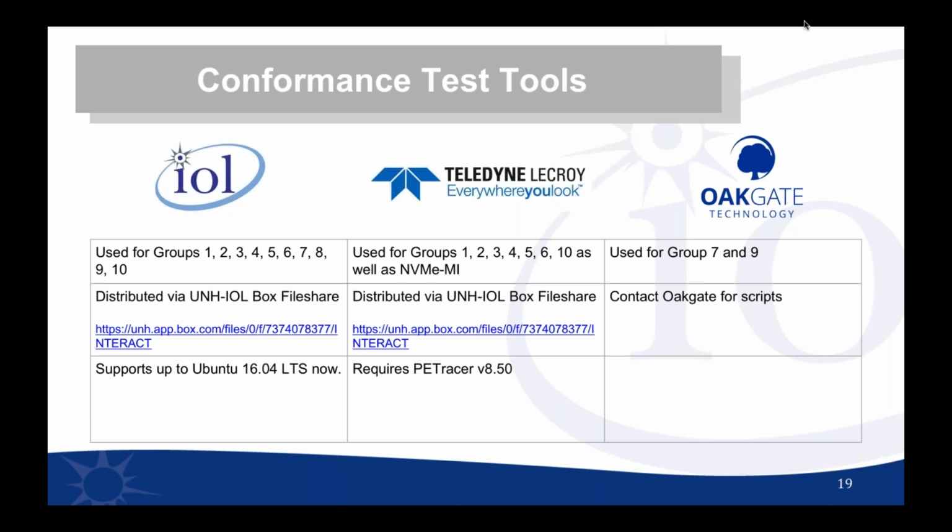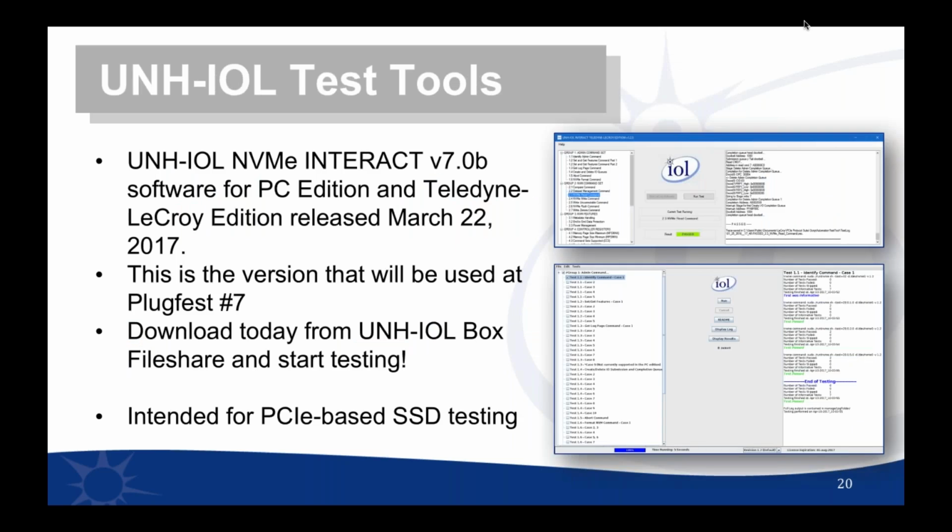One thing to pay attention to, if you are preparing testing with the LeCroy tool, be sure to use PE Tracer version 8.50. That's the one that our scripts are supporting. And then finally, if you're familiar with OakGate, they have some software for doing groups 7 and 9. Those are the reservations and namespace management tests. So these are the things you'll be wanting to pay attention to as you're preparing for the event.